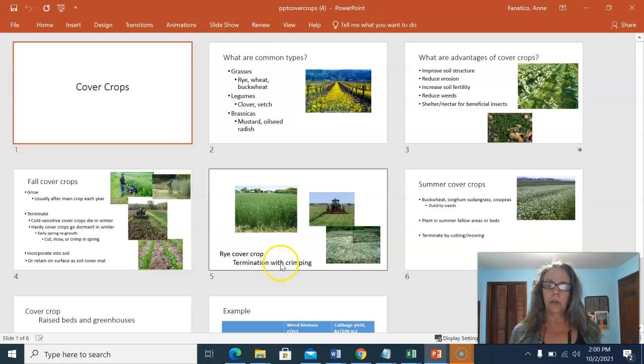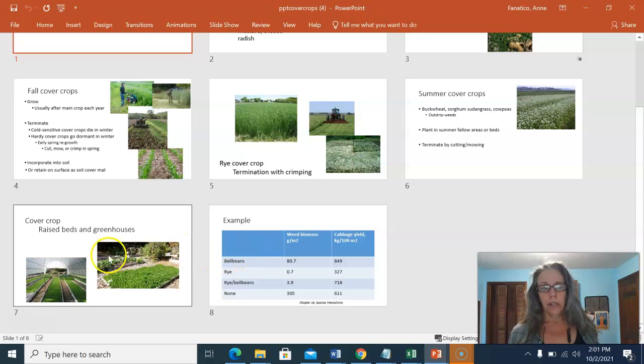And many of your cover crops you can terminate because they'll just die in the wintertime. They're cold sensitive. But the hardy ones in our area tend to be like rye, or wheat, which is hardy in this area, barley, but oats, that's going to die and make a nice straw.